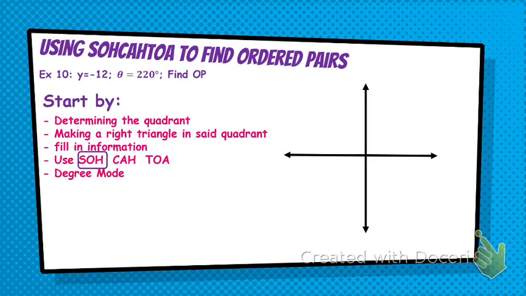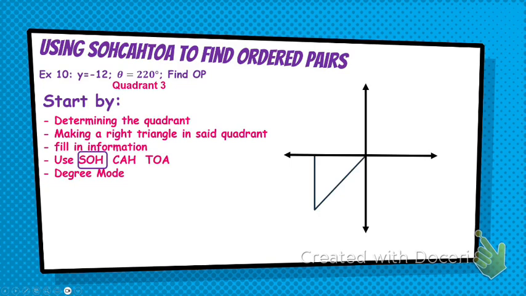Okay, here we have one where my animations are already showing, which it shouldn't be, but that's okay. We're going to start by determining the quadrant. So 220 degrees, y equals negative 12, theta is 220 degrees. Find OP, so I'm going to be looking for the hypotenuse. If I go all the way around here, that's 180 degrees. If I go all the way here, that's 270. So I should be in quadrant 3, because 220 degrees will end up in quadrant 3.